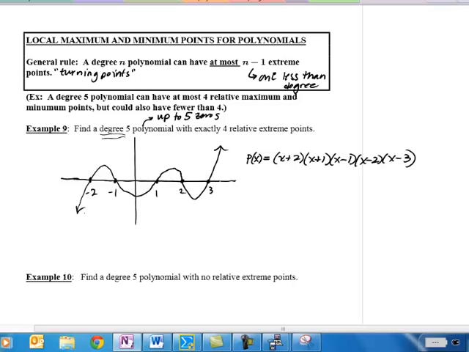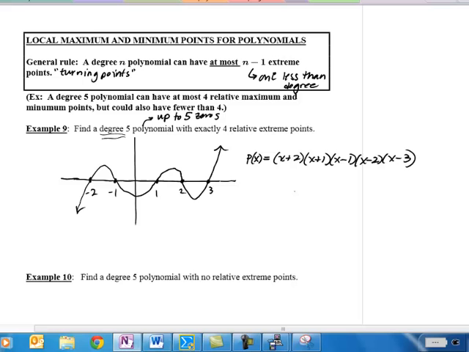And for this graph, the leading coefficient has to be positive, because the end behavior is like a positive x to the third or x to the fifth rather than a negative. So this would work, right? This particular polynomial would be degree 5, and it would have exactly 4 extreme points. This isn't the only answer. Any 5 x-intercepts would work.